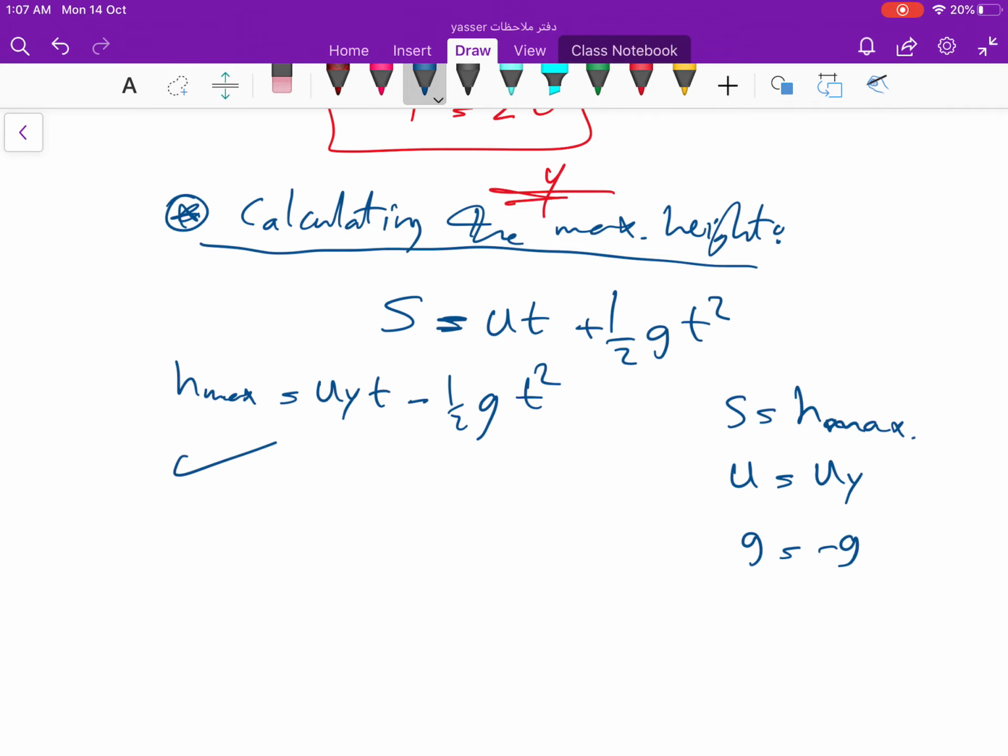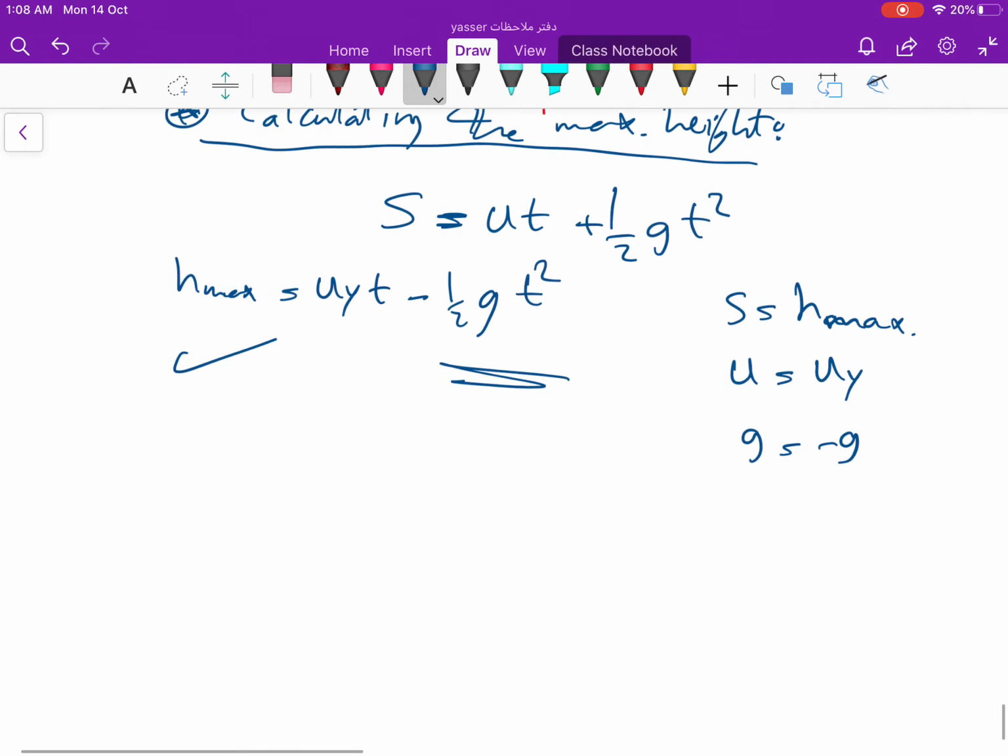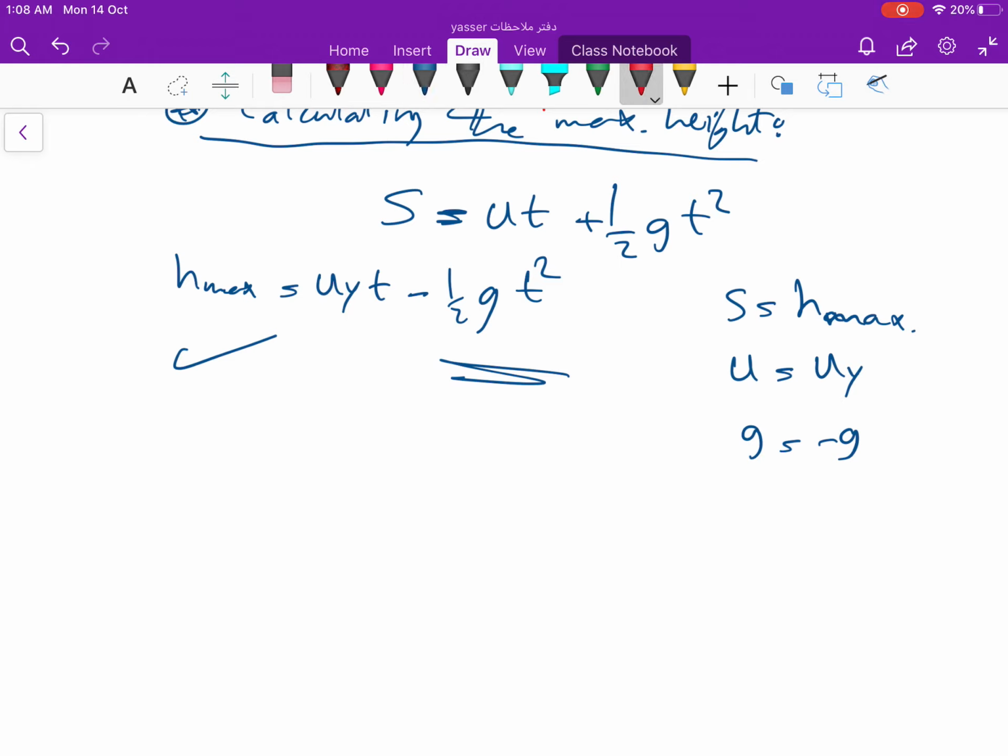We can find the maximum height by using this equation, or another method for calculating the maximum height. We can find it like this: v squared minus u squared equals 2gs. You know that the final velocity is 0, since we are going to find the maximum height.